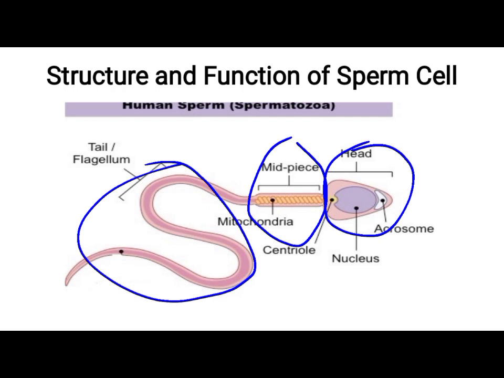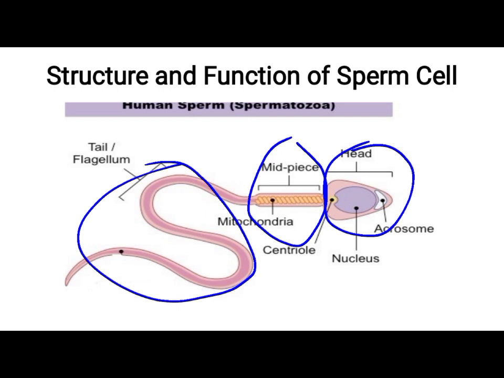Okay, so you also have the nucleus. The nucleus here contains the genetic material that will eventually unite with the nucleus of the egg, in order for both the genetic material of the male and female to mix together. And you also have the centriole, which takes part in cell division. That's in the meiotic cell division that the gamete undergo.